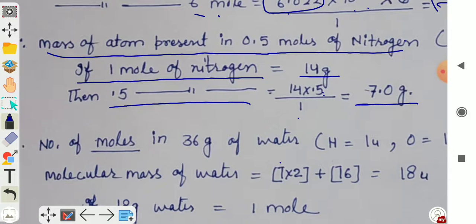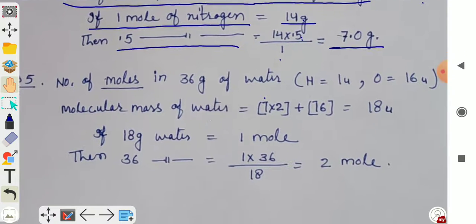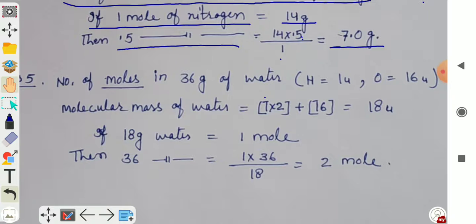Your next question is number of moles in 36 gram of water. You have to find out number of moles. 1 mole will be equal to gram molecular mass of water. And what is the gram molecular mass of water? When we represent the unified mass in gram. So what is the molecular mass of water? It is 18 U. It means gram molecular mass will be 18 gram.